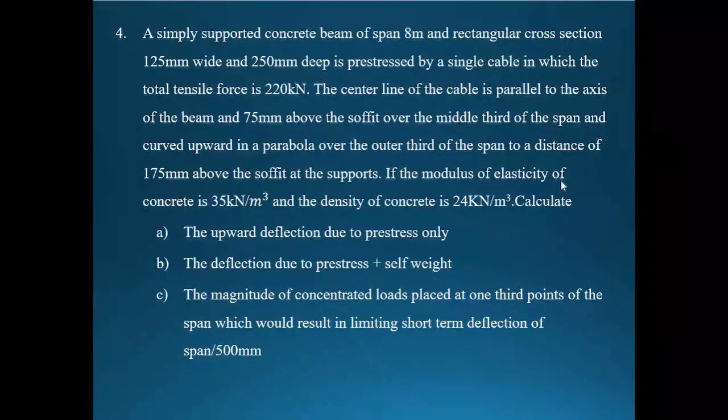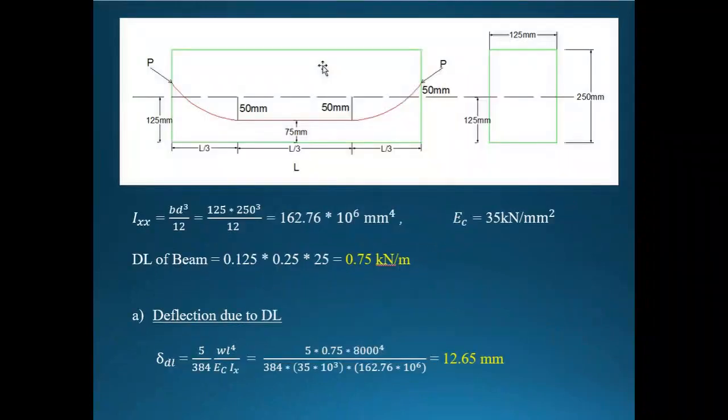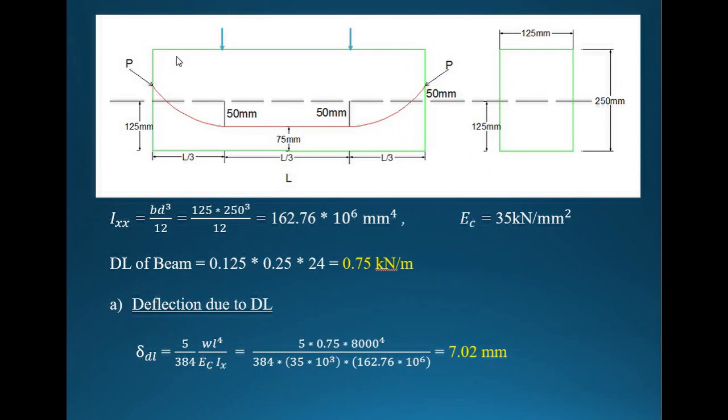If the modulus of elasticity of concrete is 35 kN per meter cube, density is 24 kN per meter cube. These things we can write it down, and we can identify the data also. But here the important thing is all about the cable profile. That is one thing, and these things need to be found out. So let me show you the diagram. Here, according to the given data, we can write a diagram like this.